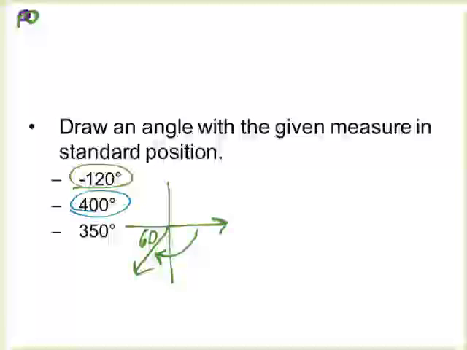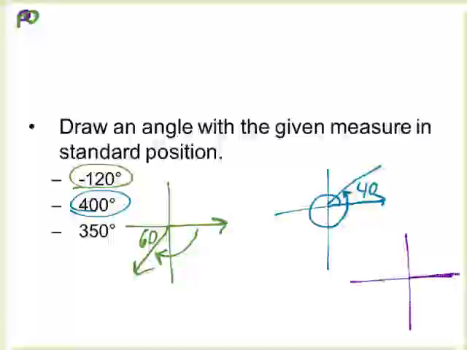For 400, 400 is bigger than a full circle. So we begin with a spiral around, and how much more do I need to do? An additional 40 degrees. And for the last one, 350, we start in the same location. Positive angle, so we go around counterclockwise. And we land just a teeny bit before, 10 degrees before making a full circle.